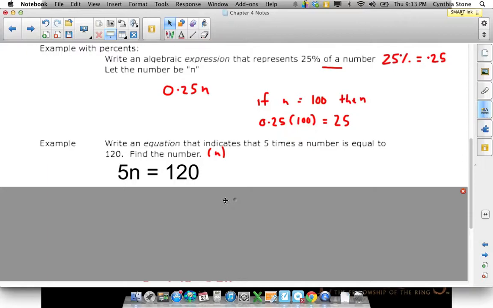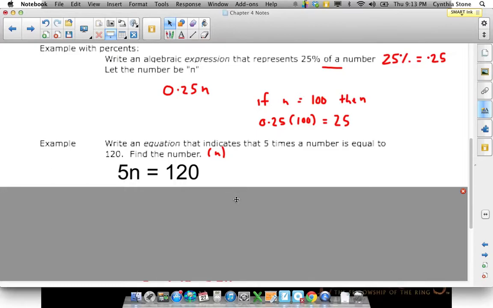Now notice the difference. This is an expression. There's no equal sign. Equation means an equal sign. So it's a math sentence with an equal sign. And so write an equation that indicates that 5 times a number is equal to 120. And so n is our number, and 5 times n equals 120. And then it says find the number, so we're actually going to solve for n.